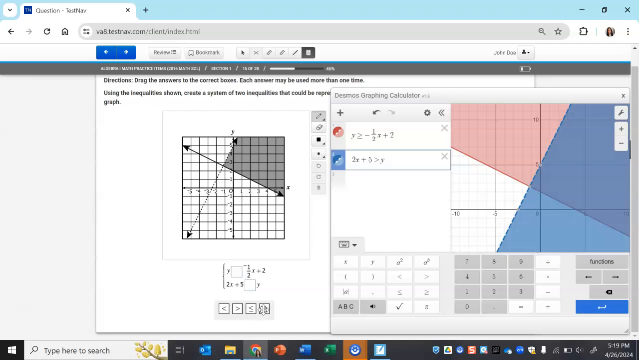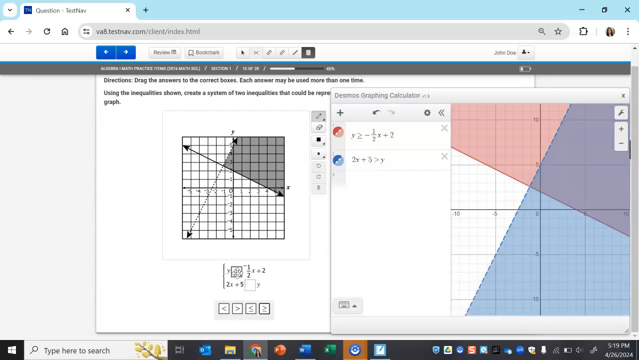So, all right, let me make sure. So that's the one I'm going to use here, and then greater than right here. Just make sure you match the graphs.